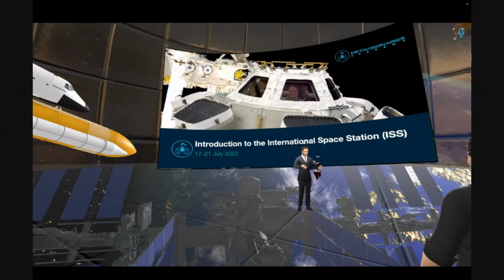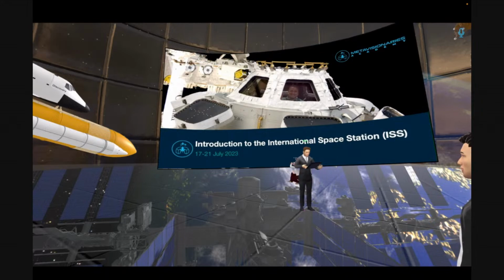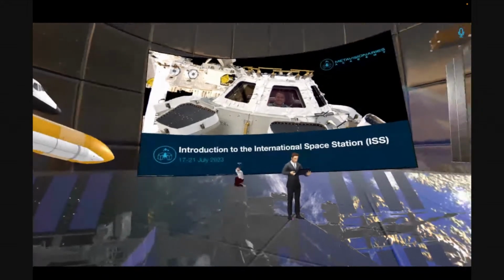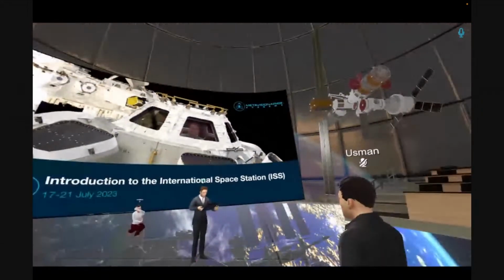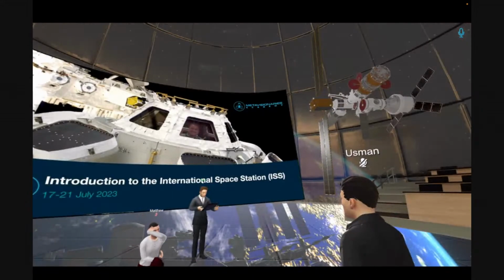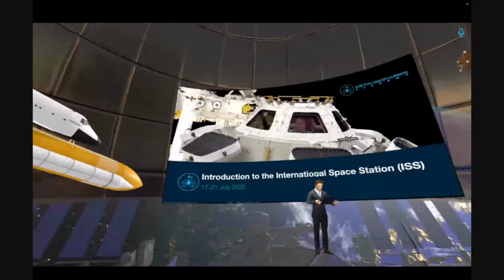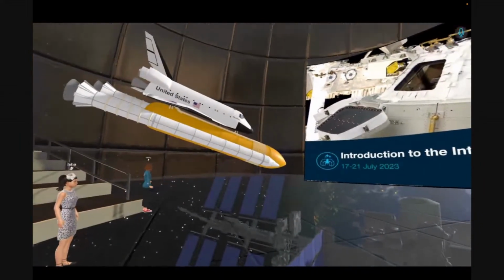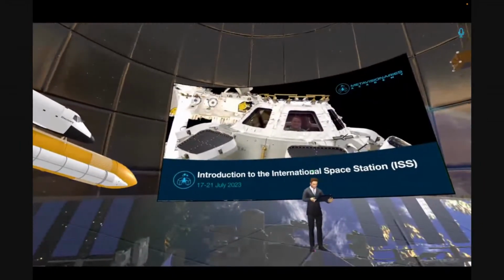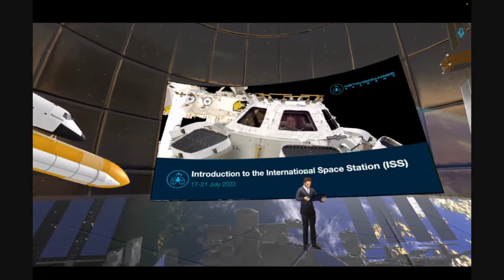Cupola. Yeah, exactly. This is a window in the International Space Station that faces Earth. And it's used for observation of the Earth, photography, and it's a really, really nice place. So what we'll do today is give a brief introduction to the space station. And I'll go to the next slide here.